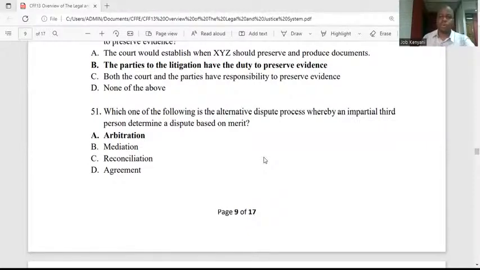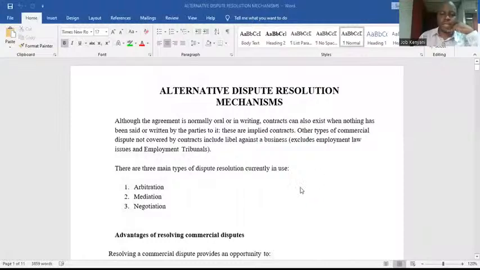So arbitration is whereby we are saying that there'll be an impartial third-party person who will be able to determine that particular dispute. So here you go before the arbitrators, who will be able to resolve the matter.